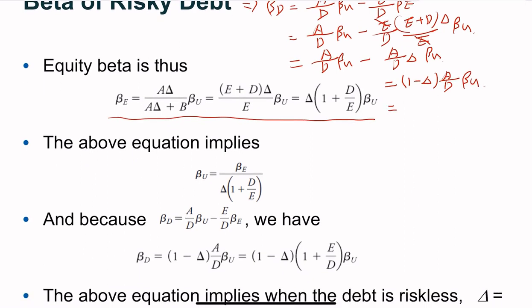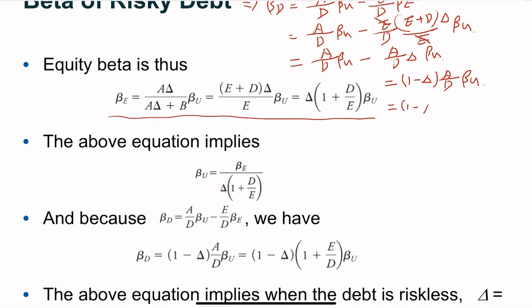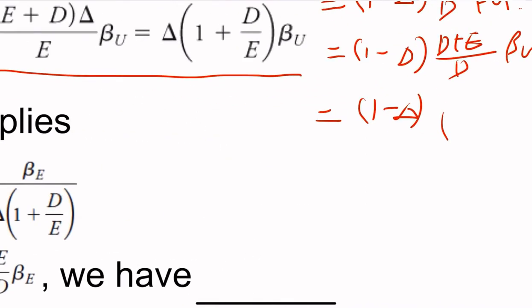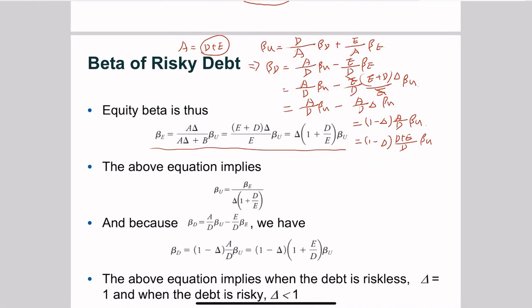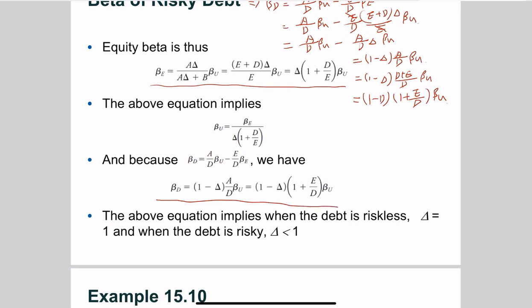And then again, we know that A can be separated into D plus E. So this will give us D plus E divided by D times beta U. So this would be 1 minus delta times 1 plus E divided by D times beta U, right? So now you get the third formula. And what you can see here is, if you tell me beta U, I can tell you beta D, right?